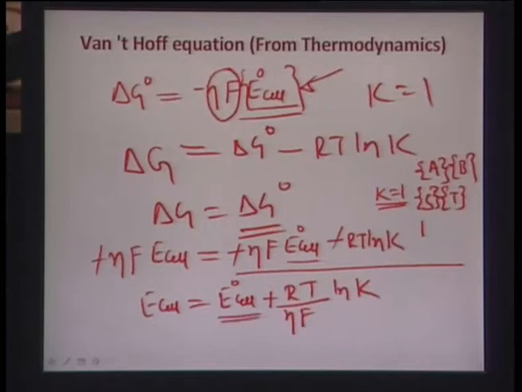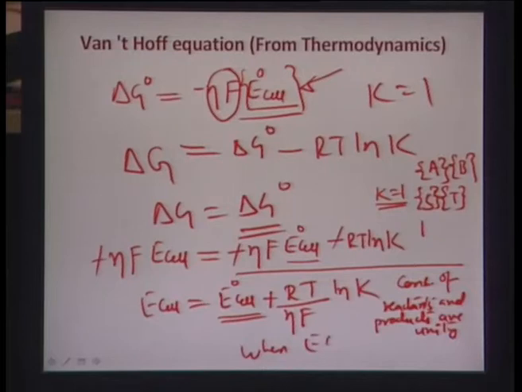E0 cell again is the cell potential when all the concentrations of so called reactants and products are unity. Concentration of reactants and products are unity when E cell becomes E0 cell. Okay. So, that is essentially what the Nernst equation is all about.